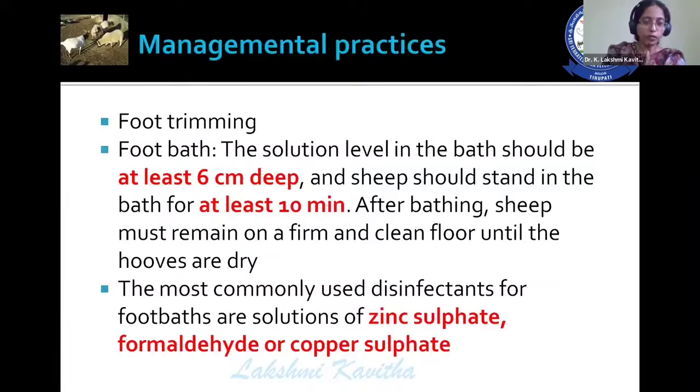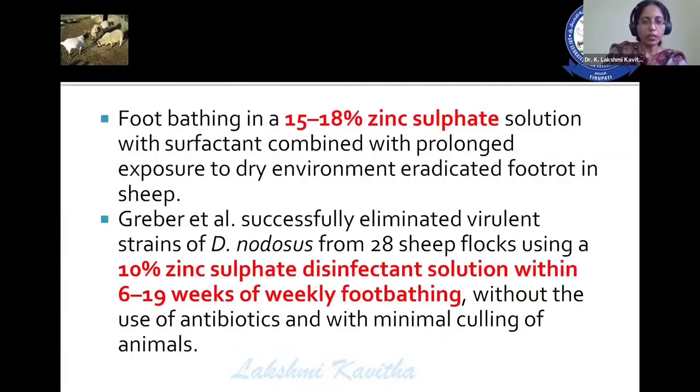Foot trimming is very, very important. Next, foot bath. Here the level of this foot bath solution should be at least 6 centimeters deep, and the animal should stay in that foot bath for at least 10 minutes. After foot bathing, sheep must remain on a firm and clean floor until hooves get dried. The most commonly used disinfectants for foot bath are zinc sulfate solution, formaldehyde, and copper sulfate solution. For zinc sulfate, a 15 to 18% solution is required as a foot bath. Later on, keep the animal in a dry environment so that the foot gets disinfected.